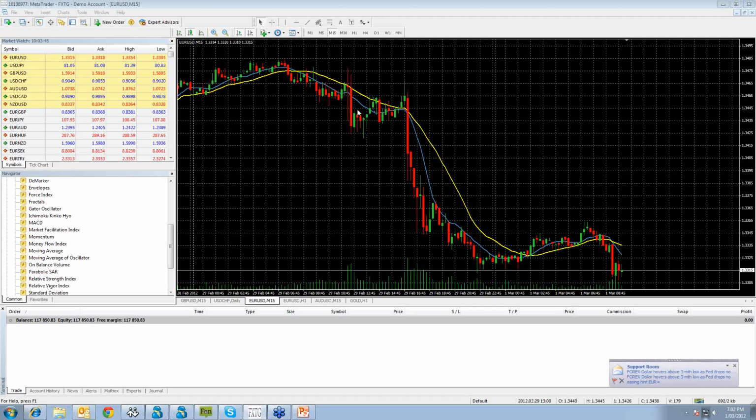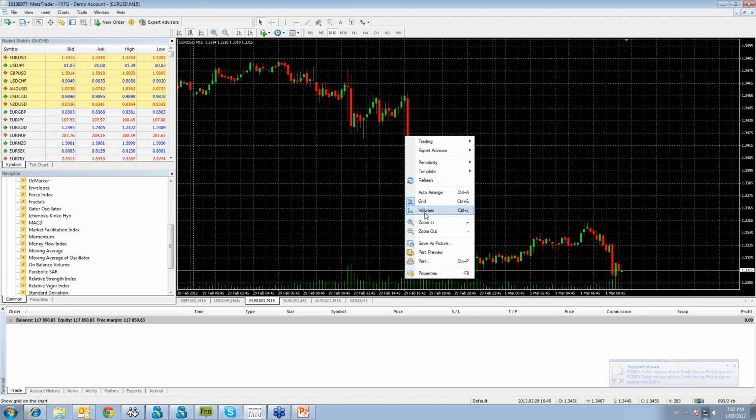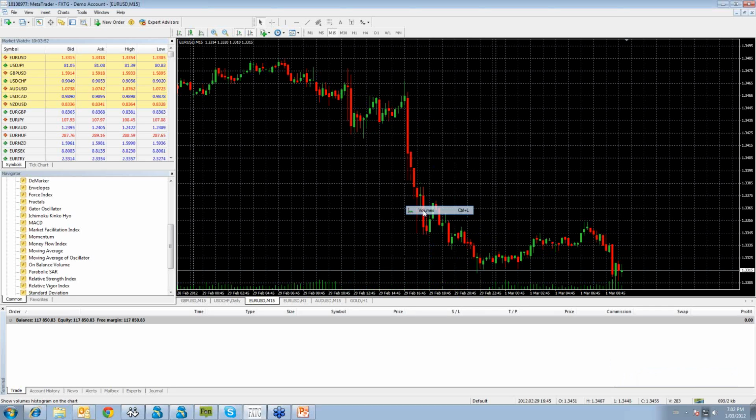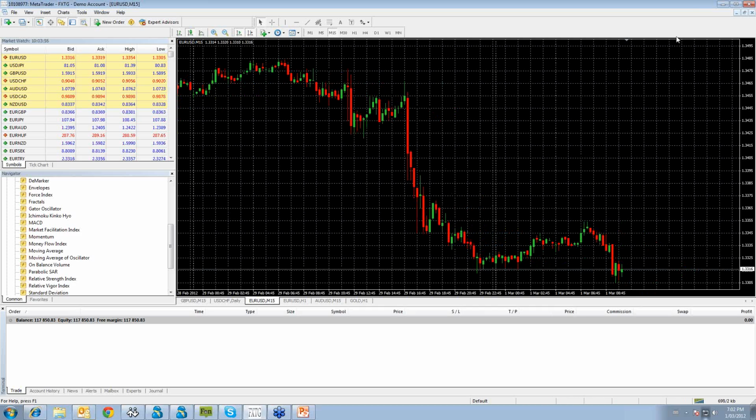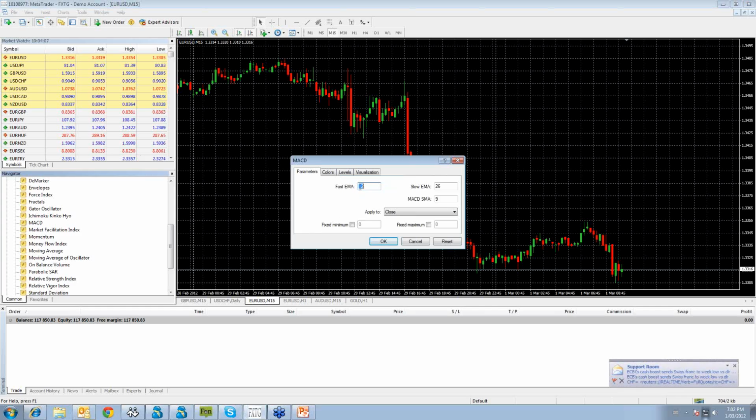Okay, so here's an MT4 trading platform. The first thing I'm going to show you is just a plain chart that we have here. Plain chart, red meaning bearish, green meaning bullish, obviously. It's a Euro USD chart on a 15-minute. And what I want to show you is how we use a MACD. So here's a standard MACD, 12, 26 and 9.